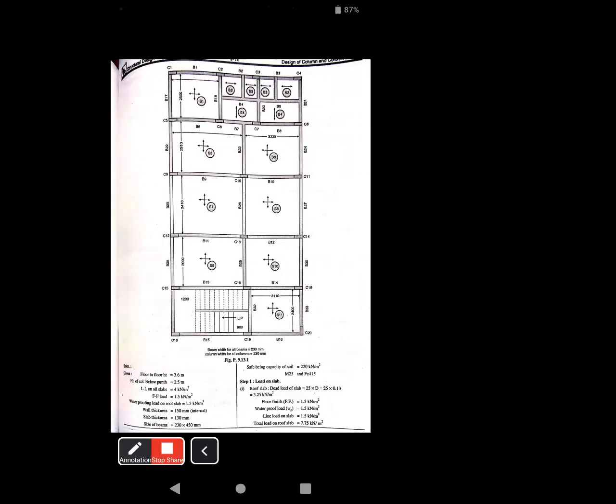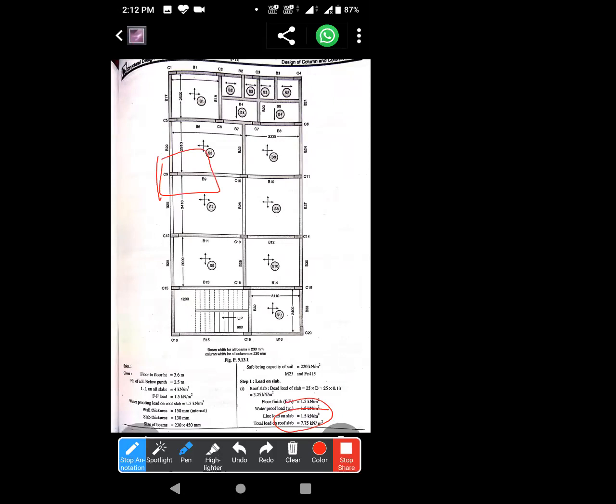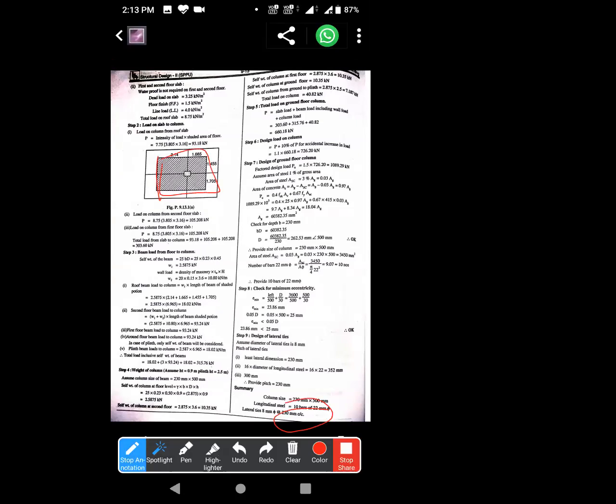Here 7.75 is the total load which is acting on the roof slab. Next is the load on the column from the second floor slab. From the second floor, whatever load is going to act on that column is 8.75 into the same shaded area, that is coming 105.28 kilonewton.